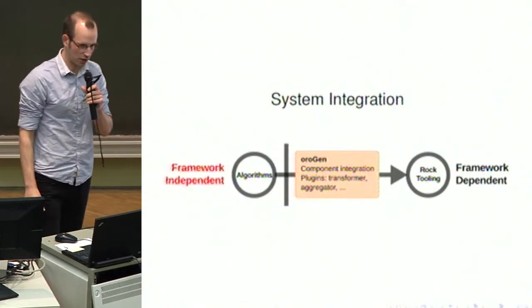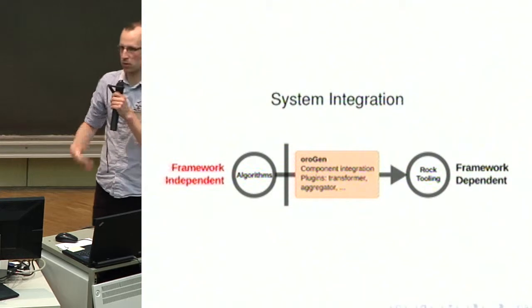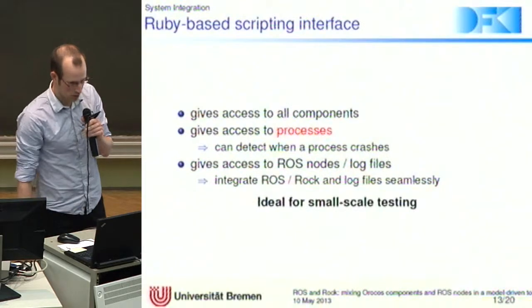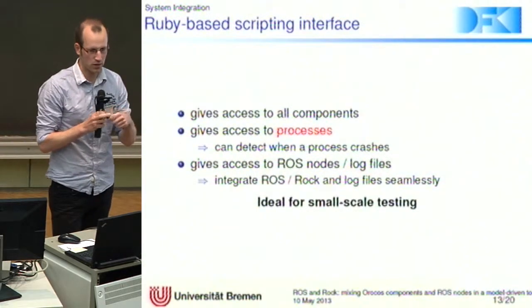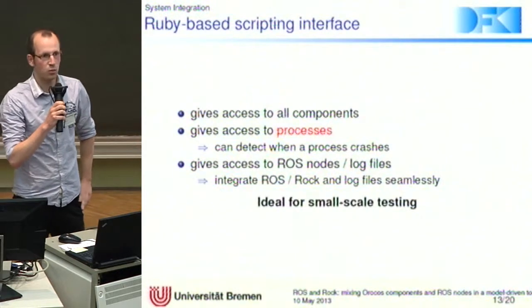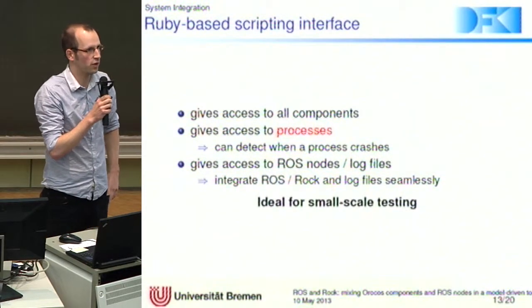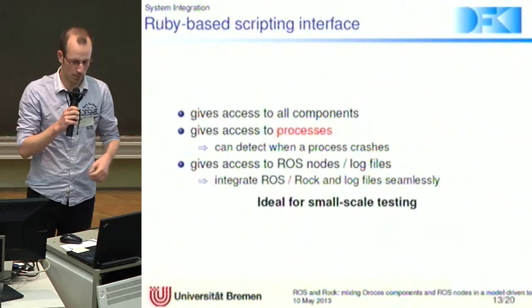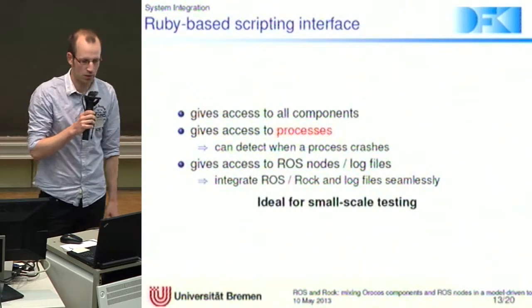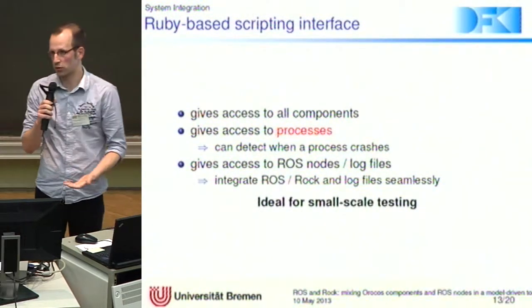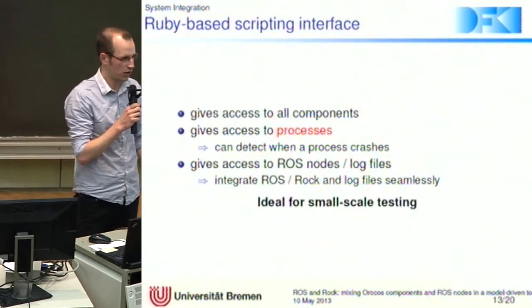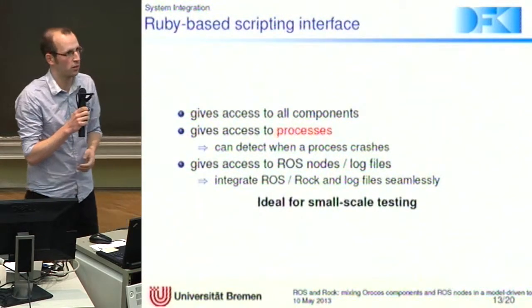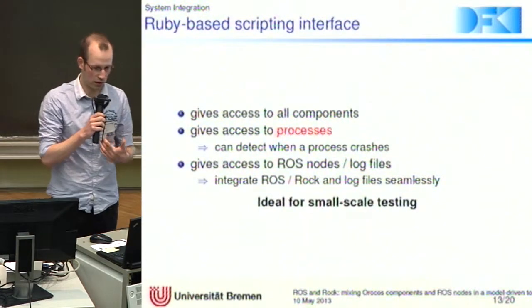So regarding system integration, meaning now we want to build complex systems, complex systems that allow us to control our robots. What you can start with is small Ruby scripts. That is an interface which allows you to set up small test setups. And this Ruby interface gives you access to the processes and components, and also, and here's the integration part, to ROS nodes. So at the same level that we are using ROS components, we are integrating the ROS nodes.